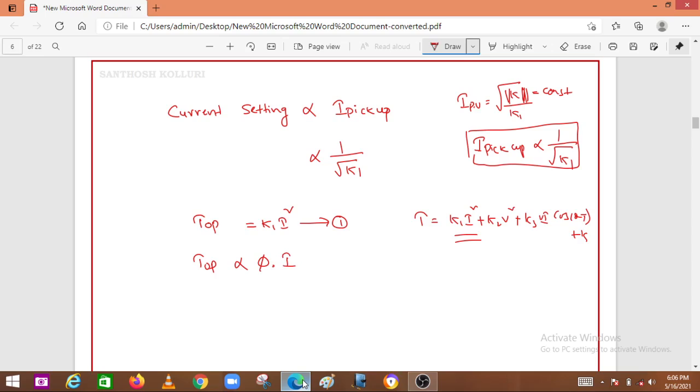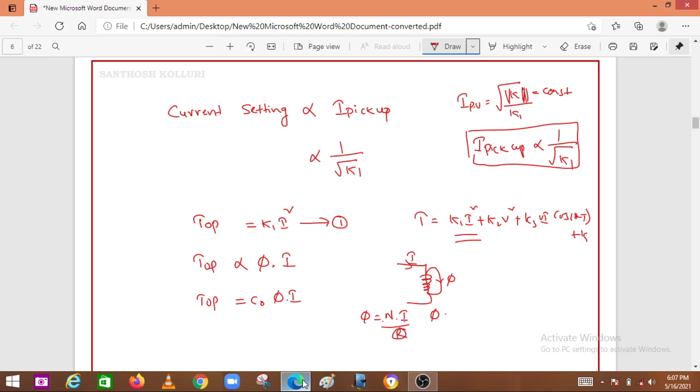Here this is a relay coil. Current is flowing like this, then there exists a flux around the coil, and the operating torque is directly proportional to flux into I. To avoid this proportionality constant, I am just taking a constant C naught, phi into I. This flux is equal to ampere turns divided by reluctance, and the reluctance value will be constant.